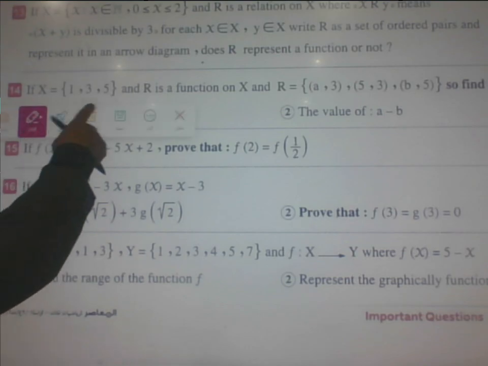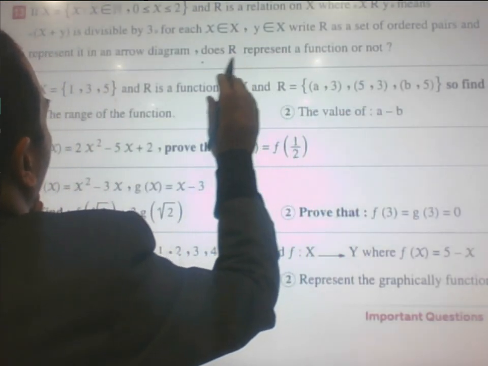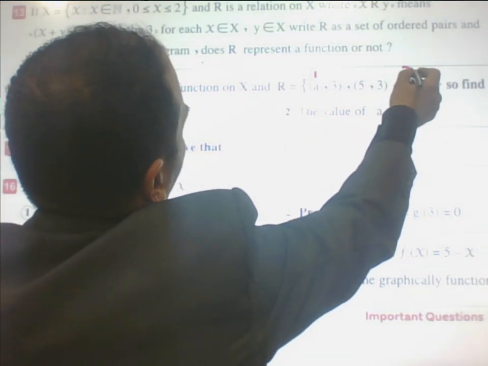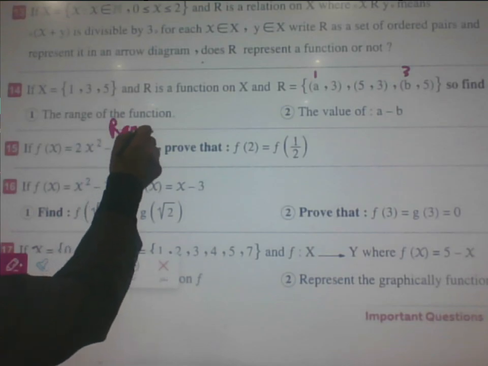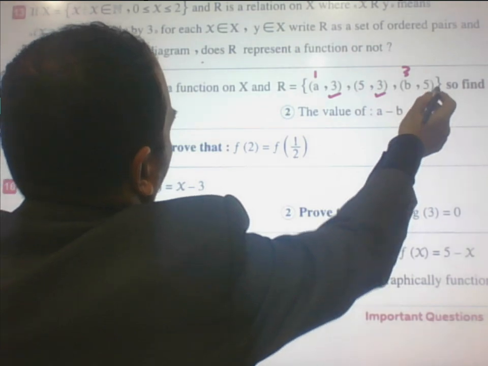Okay. Next question down, number 14. If x equals 1, 3, 5 and our relation is a function, we have the relation here. First, the projection on x: we have 1, 5 and 3. Now find the range. The range will be the second projection, 3 and 3 and 5, so it will be 3 and 5.